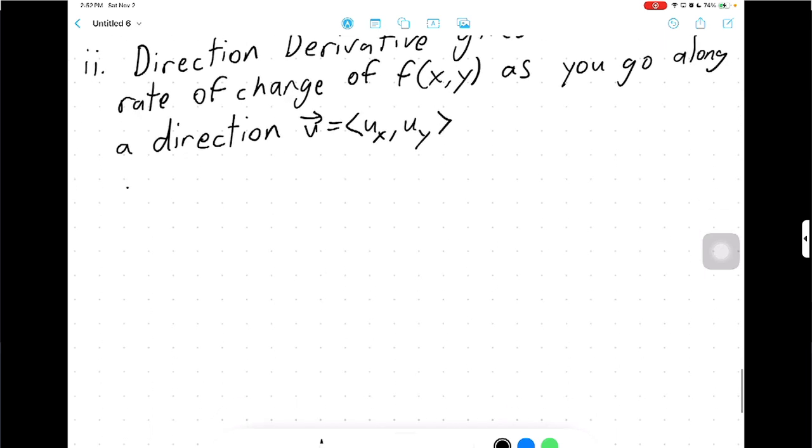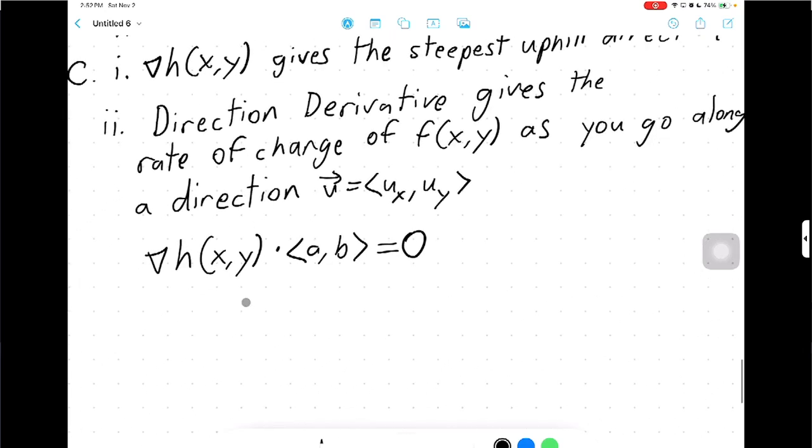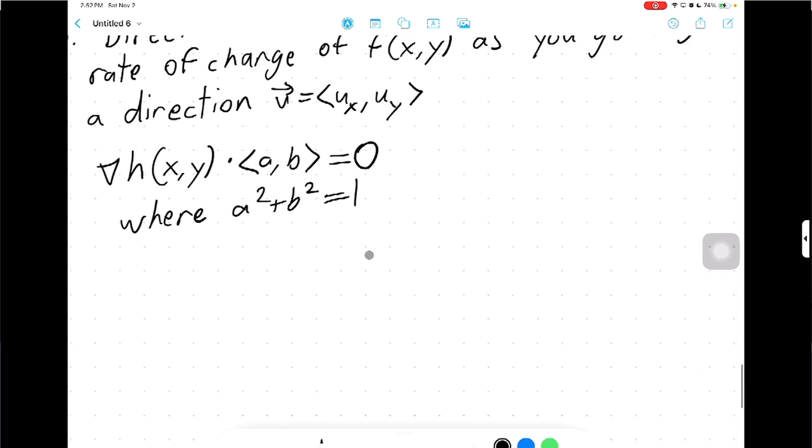Like so. So, what does that mean for the expression? Our expression is thus going to be the gradient dotted with AB is going to be equal to 0 because we do not want to change elevation at all. And then we want a squared plus b squared to be equal to 1, just so that we can maintain a unit vector.